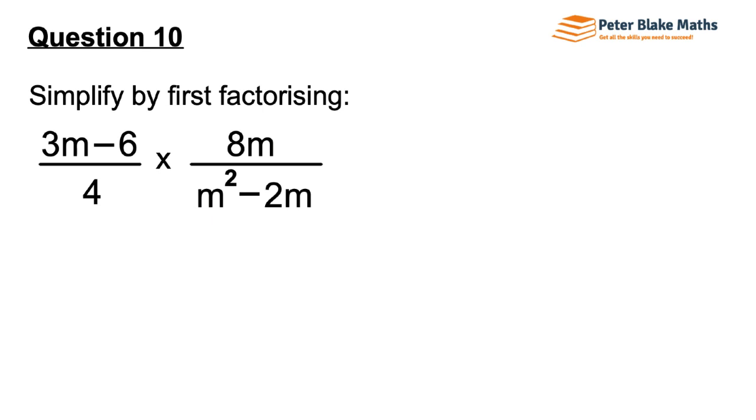Question 10. Simplify by first factorising. We've got 2 fractions here that are multiplying with each other. The first fraction is 3m minus 6 all over 4. And the second fraction that's multiplying by that is 8m all over m squared minus 2m.